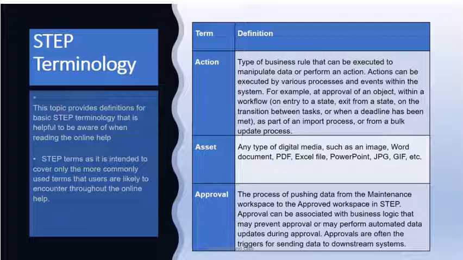The next term is asset. An asset can be any type, like a JPG, Excel, or PDF document, and it has attributes as well. Approval: the process of pushing the data from the maintenance workspace to the approved workspace in STEP.